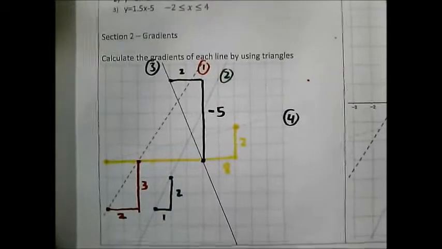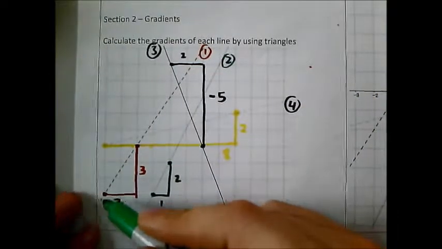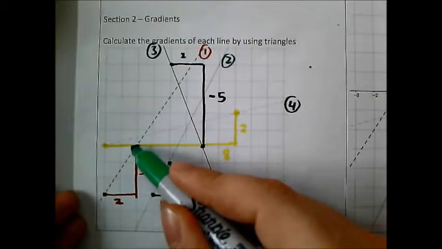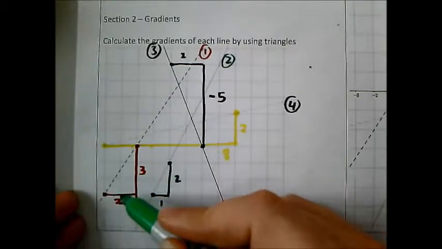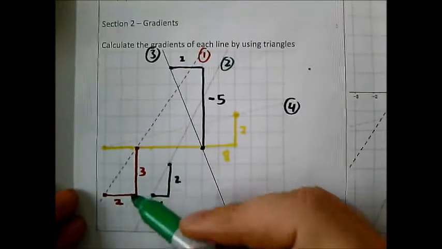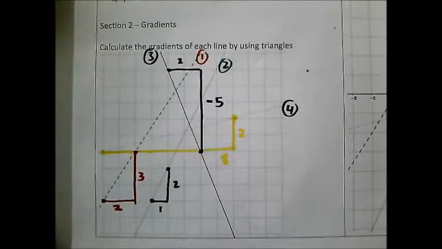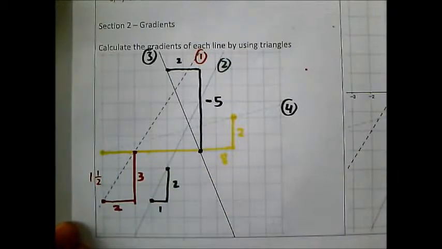So, for line number 1, it goes 2 across and 3 up. To get the gradient, I do 3 divided by 2. The change in y divided by the change in x. The gradient for that one is 1.5.